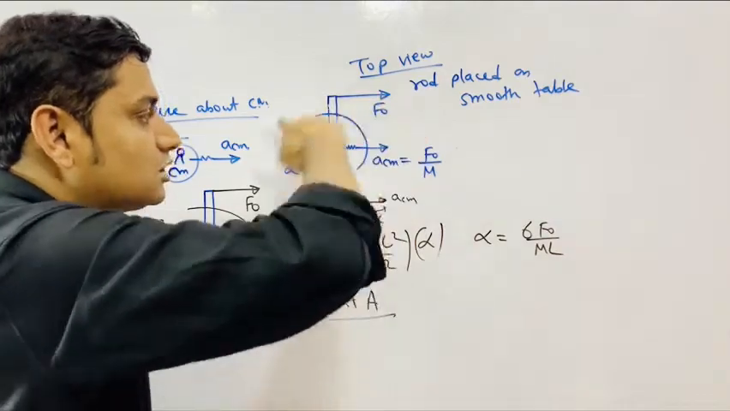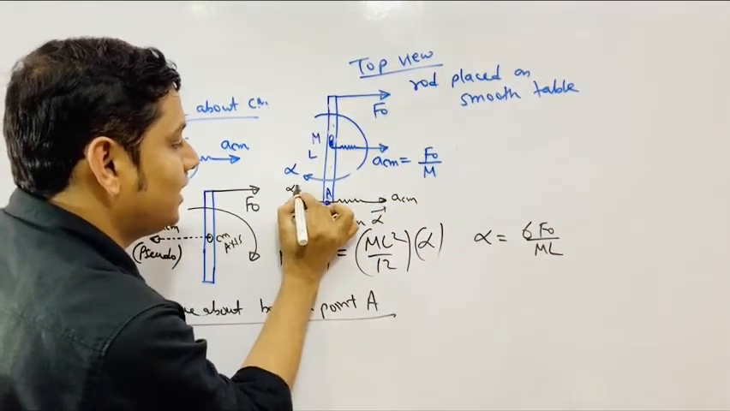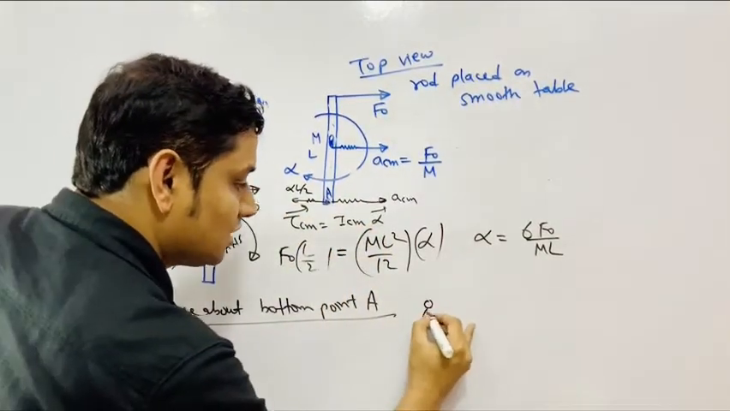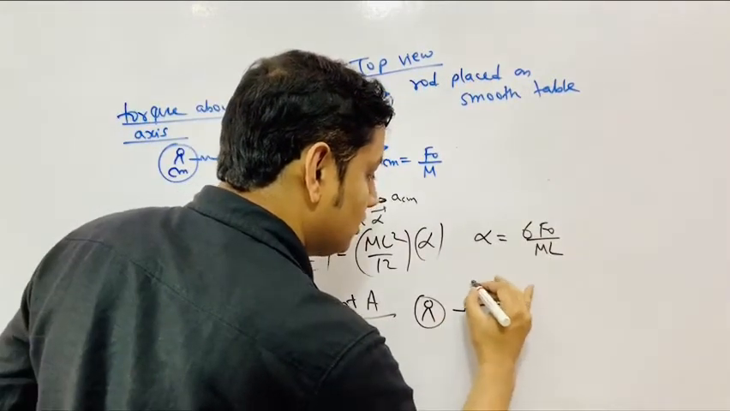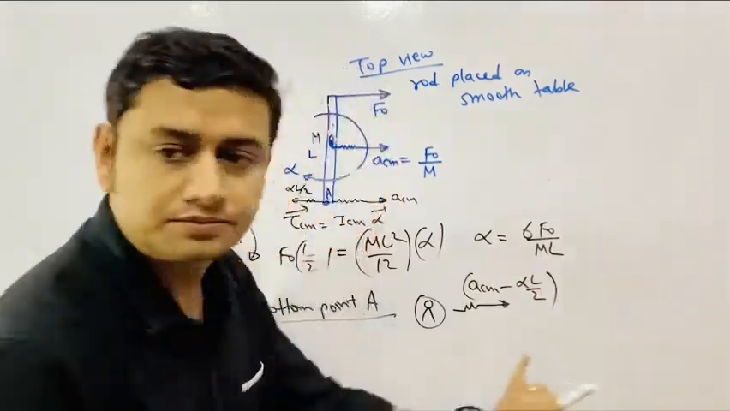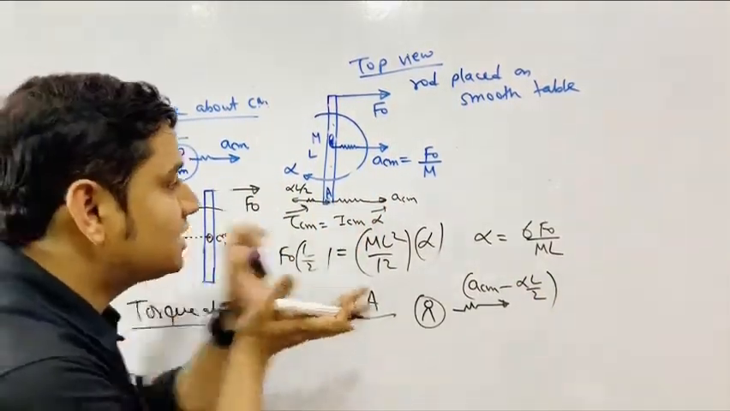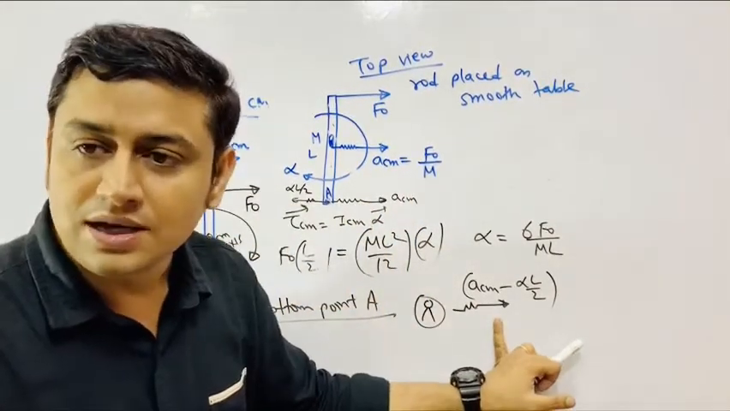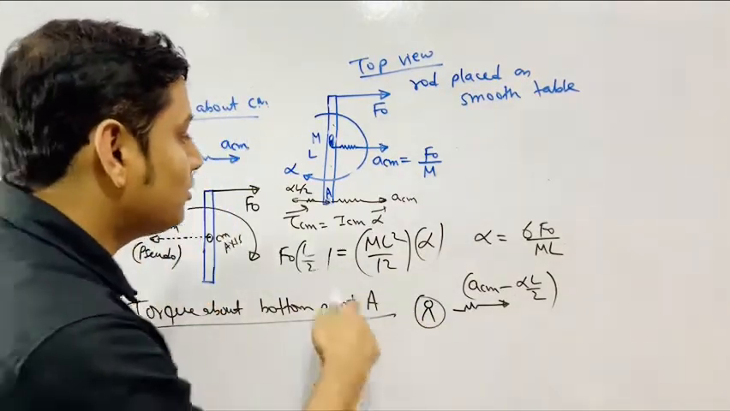Understand or not? This is clockwise motion. One acceleration is backwards. What is that? Alpha L by 2. What is the net acceleration of point A? The net acceleration of point A, rightward, is equal to ACM minus alpha L by 2. Correct or not? Because this is a superimposition of two accelerations. One is translational, ACM, and one is rotational, alpha L by 2 backward. So ACM minus alpha L by 2.